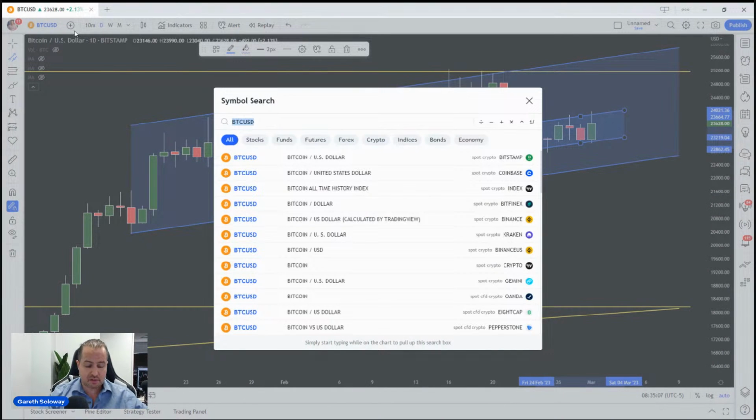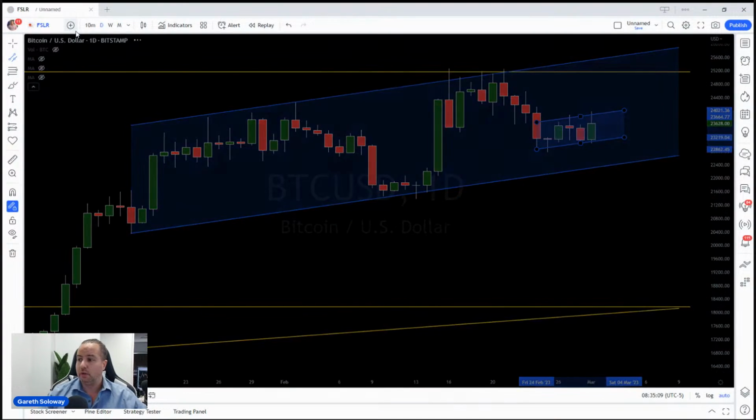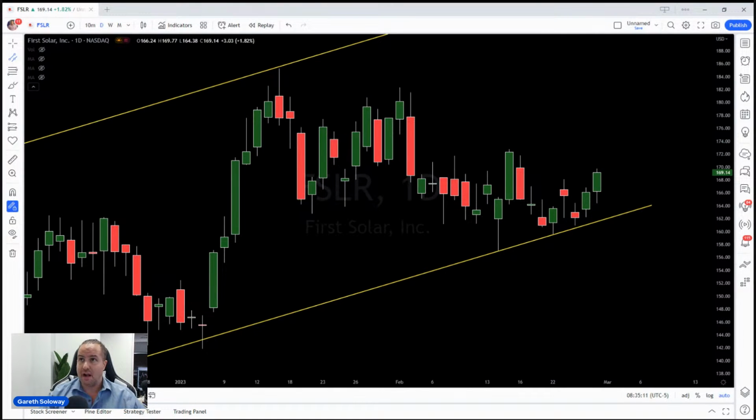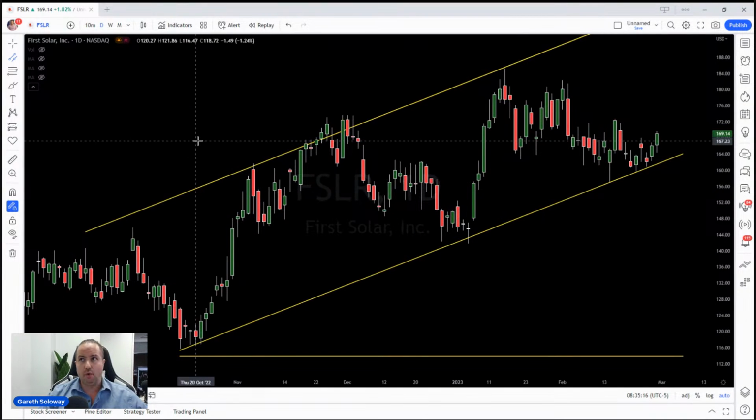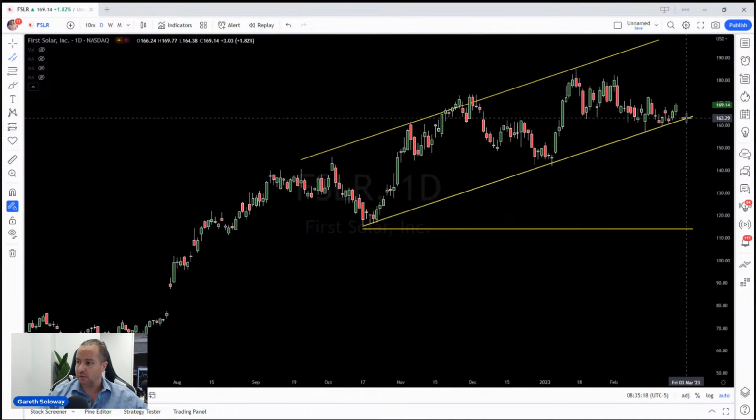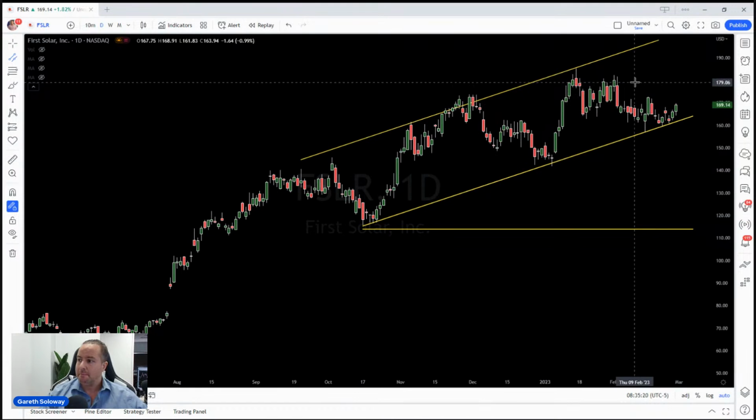What's moving today in the stock market? Let's take a look at First Solar. First Solar is getting a solid bid today, up $10 and change on the back of earnings. Volume is light, only 55,000, so that makes me a little bit cautious on trying to short this. But let's look at some levels.